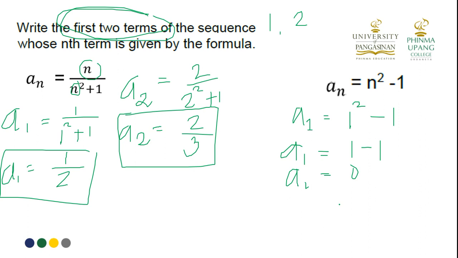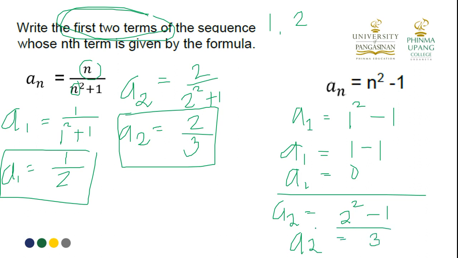Gets po? Then sir, yung a sub 2 naman, palitan mo ulit yung n. And 2 raised to 2 minus 1. So what is the a sub 2 now? The answer is 3. Okay, the answer in a sub 2 is 3. Gets po? May tanong ba?